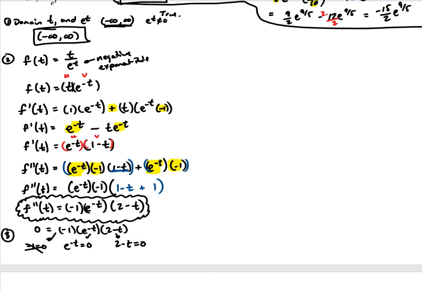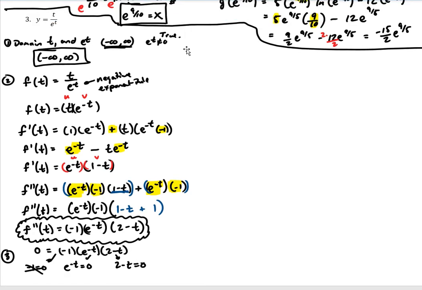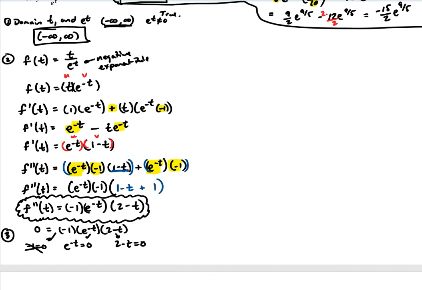Well, this second one, we just talked about it in our domain. E to the t is never 0. So same deal with e to the -t. This will never be 0. So this one has no solution. Okay, you could also, if you really wanted to try, take the ln of both sides. ln of 0 is undefined. So that means, again, no solutions.